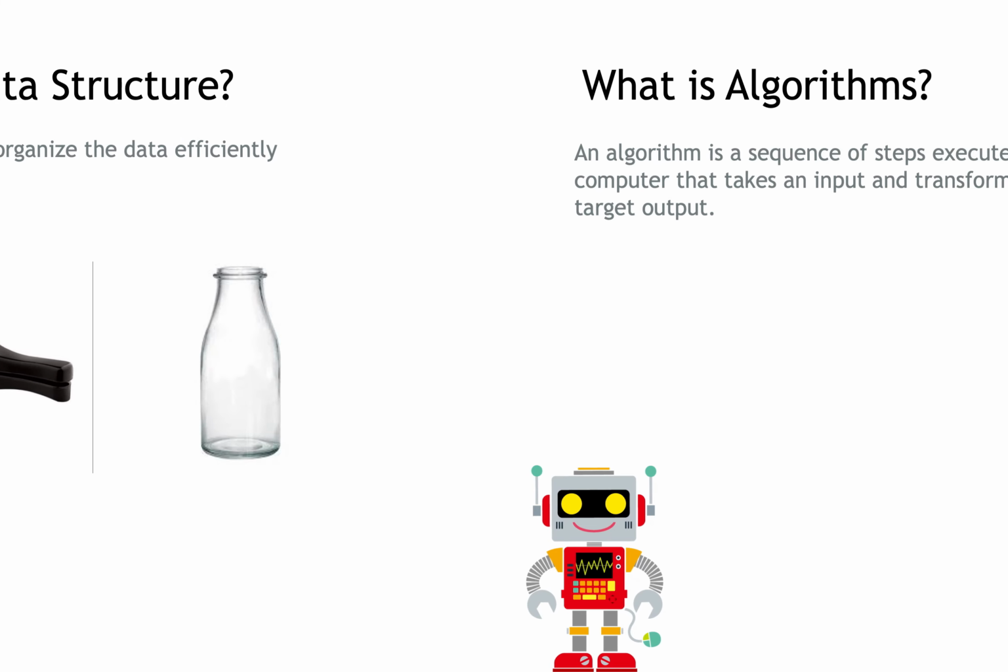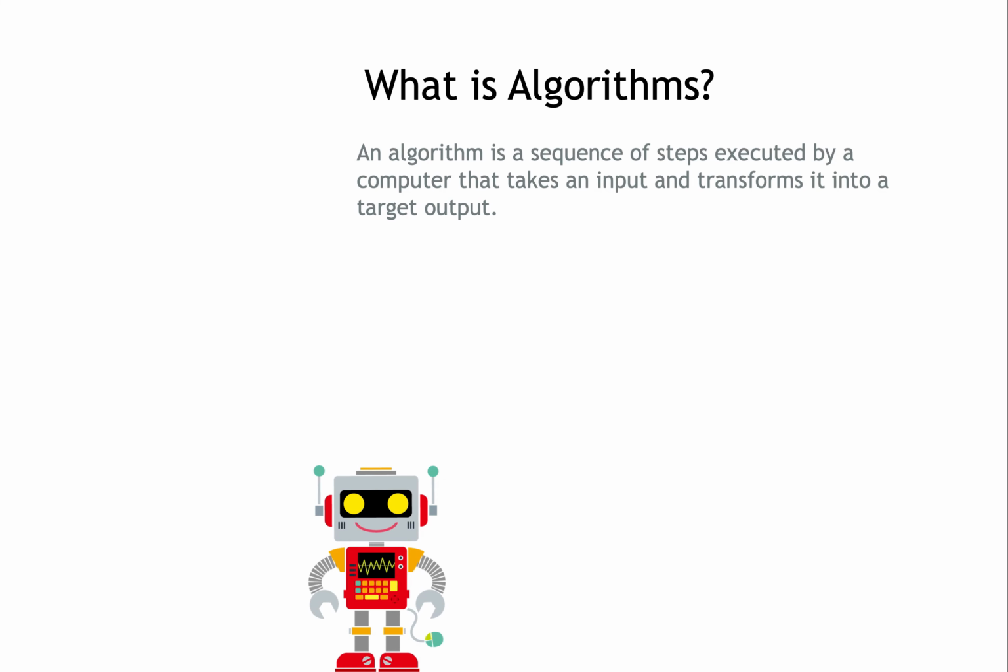Now let's talk about algorithms. An algorithm is a sequence of steps a computer follows to turn an input into a target output. Think of an algorithm as a recipe. A recipe is just a set of instructions for a person on how to make a dish. Same with algorithms. It's a line of code, steps that the computer needs to perform.